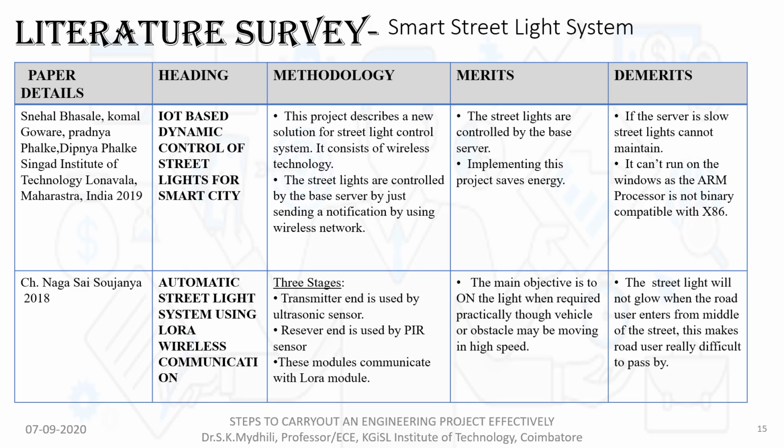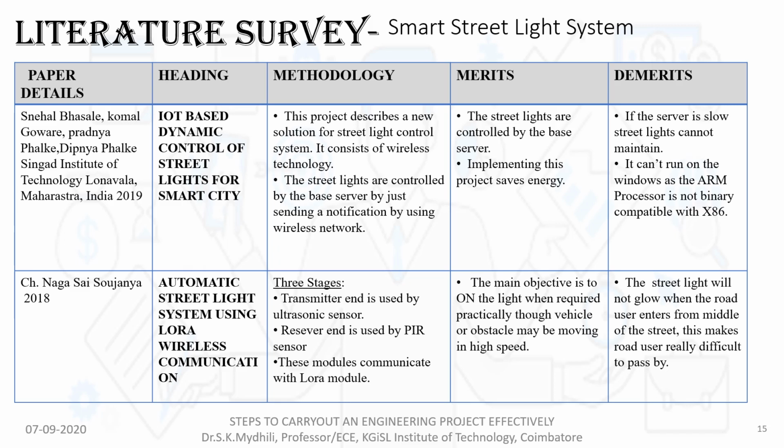So what are its merits in the first paper? The street lights are controlled by the base server, that is some cloud server. The next important merit is that implementing this project saves energy. So the wastage of power will be reduced, and switching off the lights, smart street lights will be implemented in this case. What are its demerits in this first paper? If the server is slow, street lights cannot be maintained. Since the control of the light is done only by means of the base server, if the server is slow, it cannot be maintained. That is a drawback.